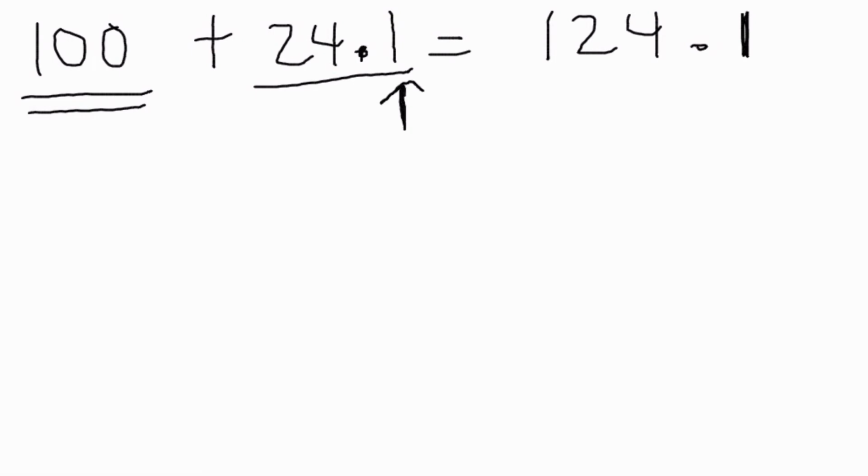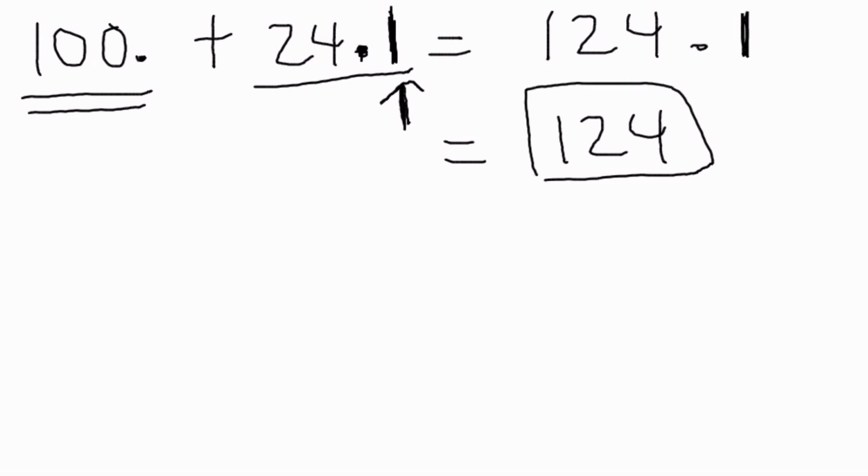one decimal place, because 1 is the only number after the decimal. 100 has nothing after the decimal, and 24.1 has only one number after the decimal. So my answer needs to be rounded off with no decimal places. So my answer should be 124, which has no decimal places. This is the rule for adding or subtracting numbers.